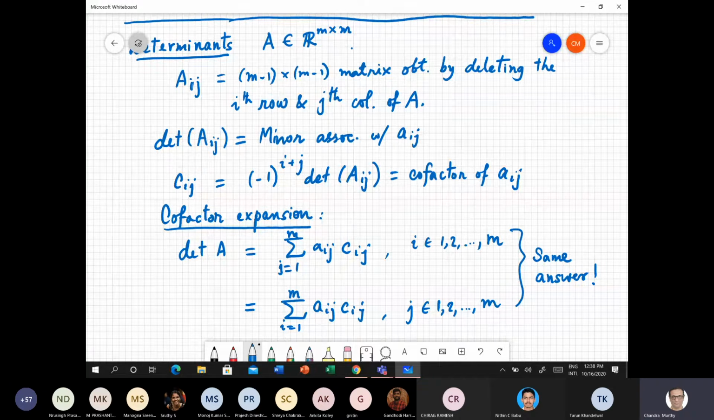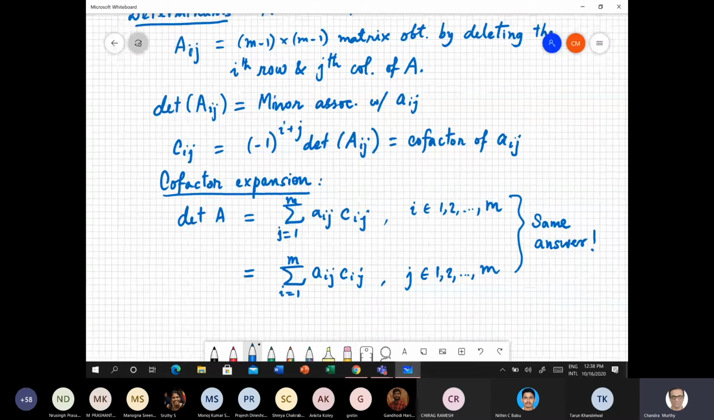How do we see this? In fact, it's not that difficult. All you have to do is to take the trouble to write out what the determinant expansion would be. And when you write it out, you see that whichever way you write this expression, it's all the same terms that will finally show up in the determinant formula. And that's why they all have the same value.